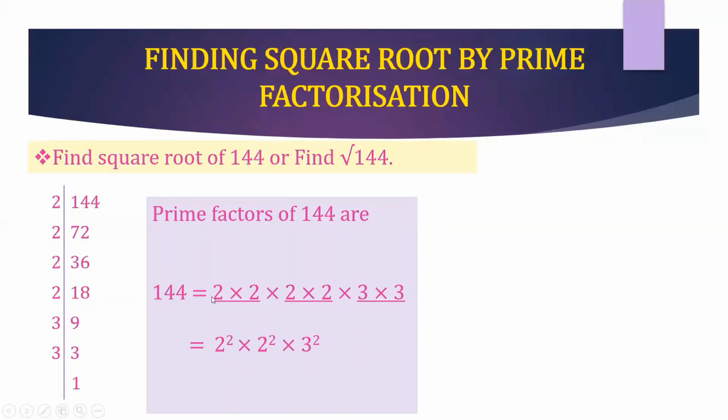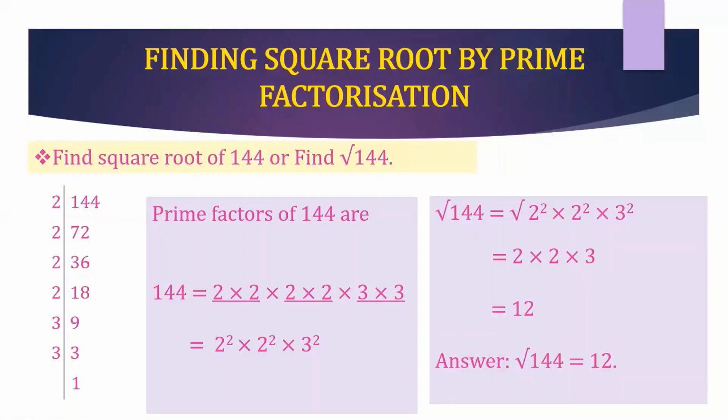Now after finding the prime factors, what we will do is pair the factors. So here we have made pairs. 2 into 2 is one pair. Again 2 into 2 is another pair. And 3 into 3 is the third pair. Now we know that 2 into 2 we can write as 2 square. So it will be 2 square into 2 square into 3 square.